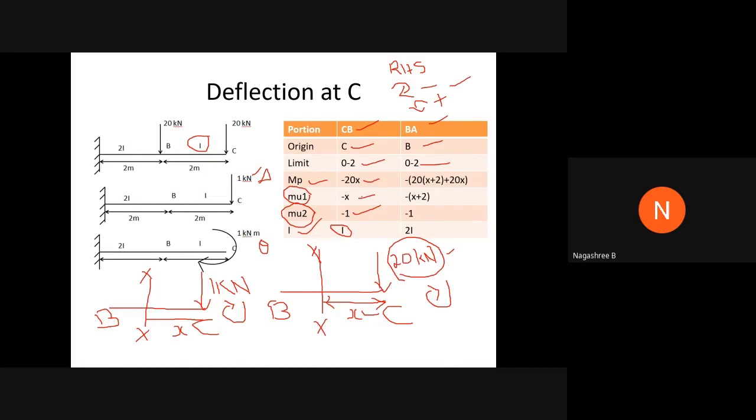Is this clear for portion CB? All of you? Yes, ma'am. Yes, ma'am. Shall I proceed? Yes, ma'am. Shall I proceed, all of you?